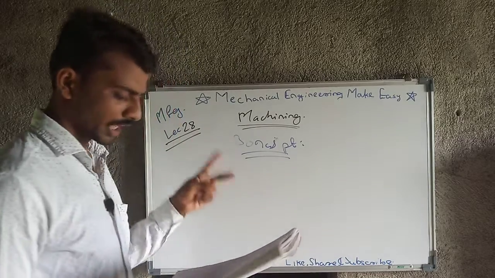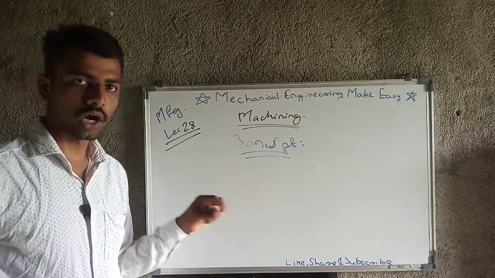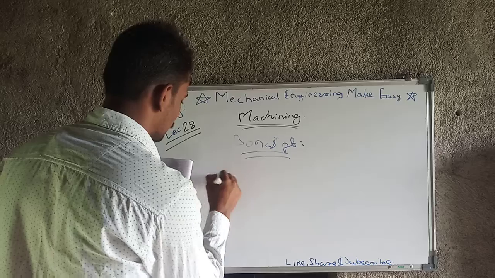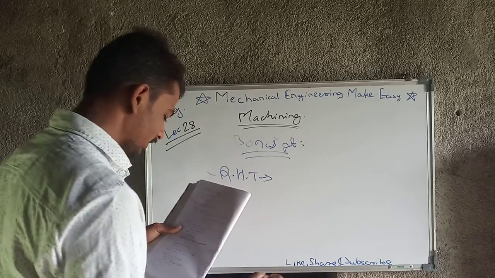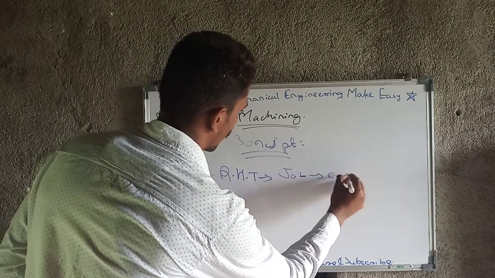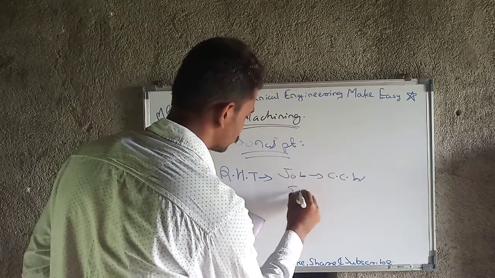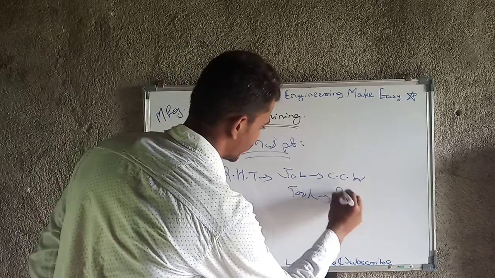There are two types of threading. First is right hand thread and another is left hand thread. How can we generate a right hand thread and how can we generate a left hand thread? First, the right hand thread. For a right hand thread, the job should move counterclockwise, and the tool will move from right to left.